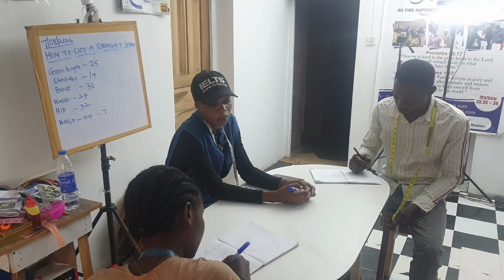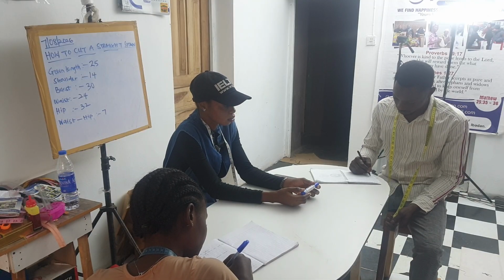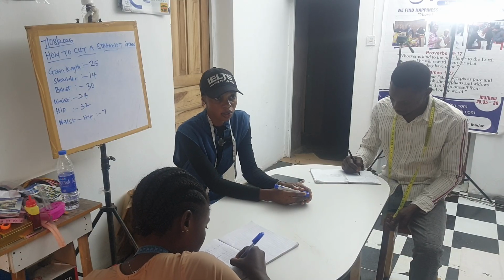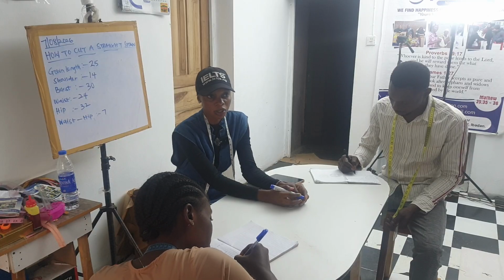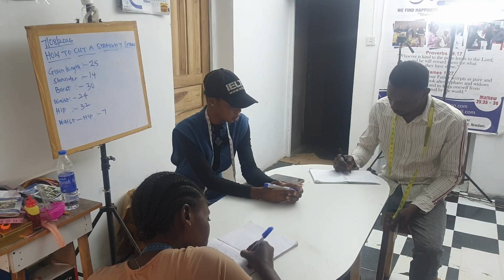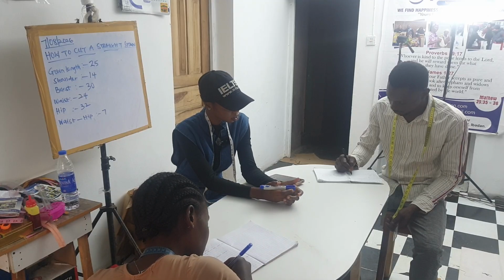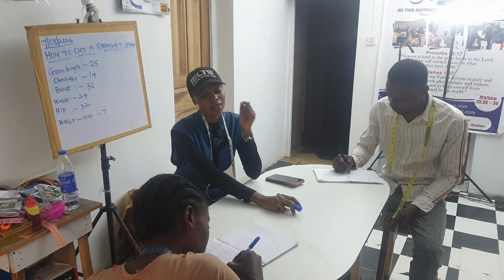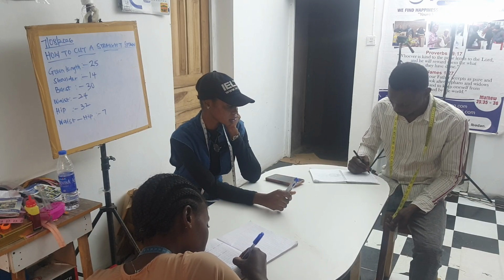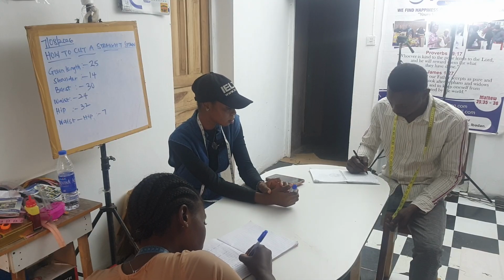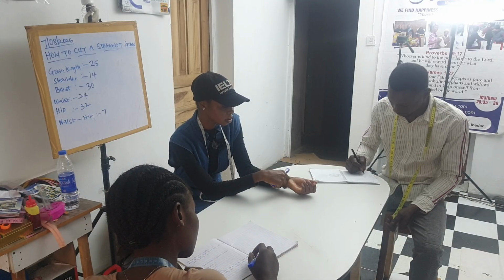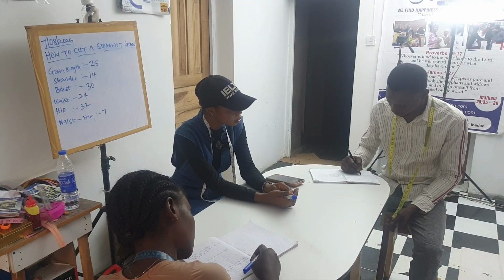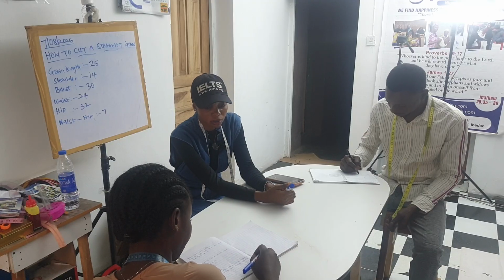First thing is to fold your fabric into two with the highest measurement, adding your stitching allowance.